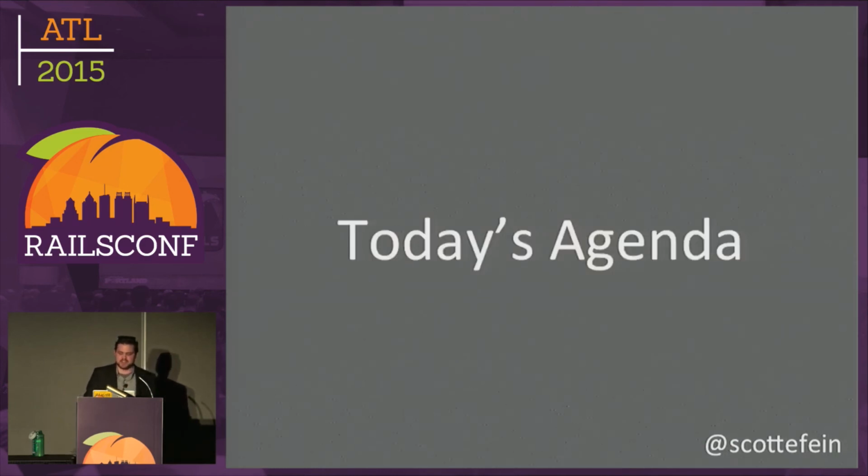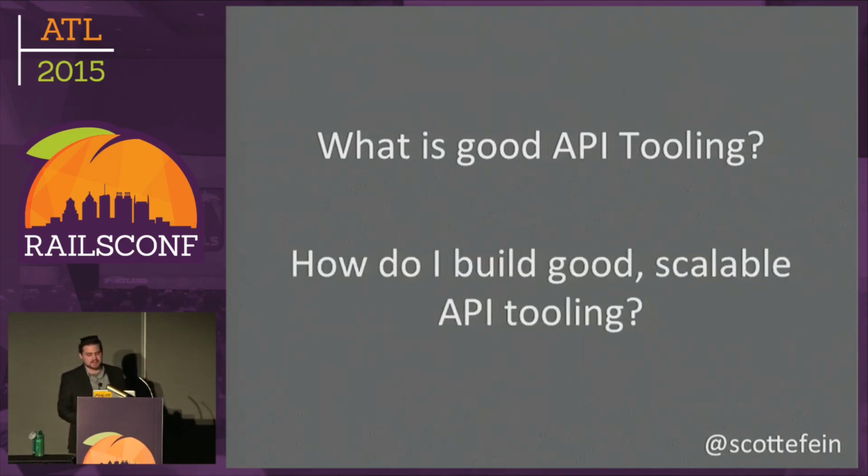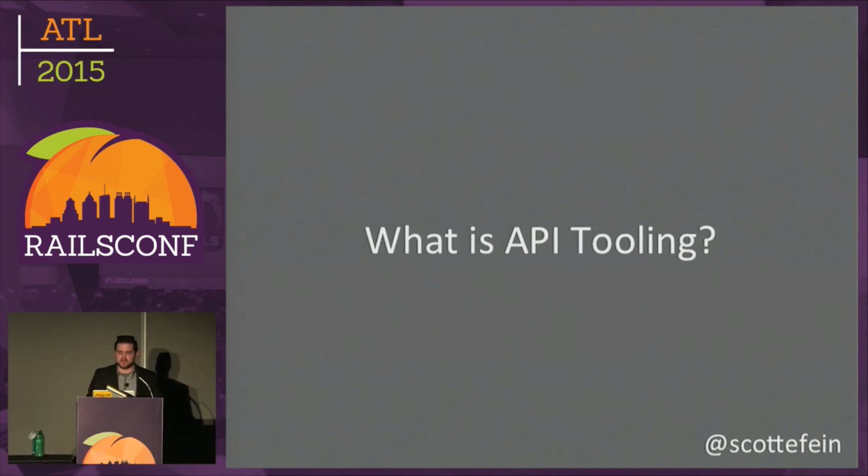So today's agenda is, what does good API tooling look like? And how do I build it in a scalable way? How do I build it in a way where every time I launch a new version of my API, I'm not freaking out? Okay, so let's start with, what is API tooling?